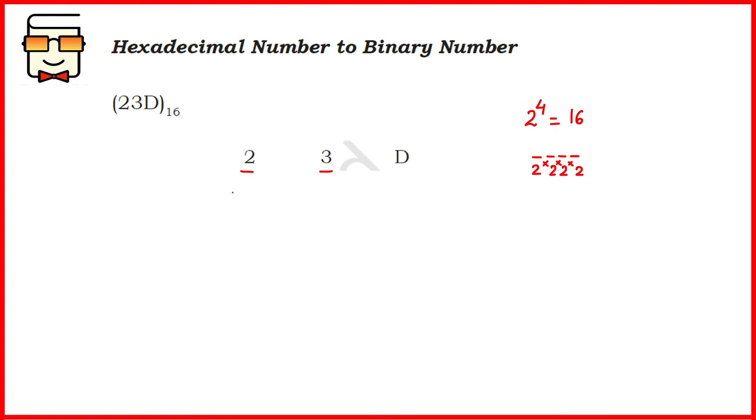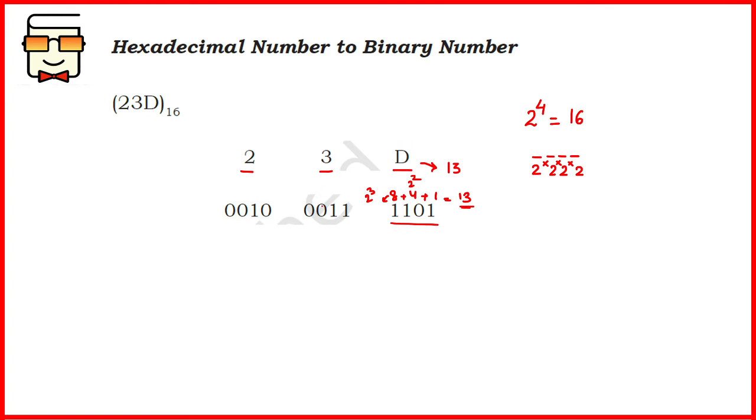In this case also, we'll write the binary representation of each digit. D here represents 13, which is why we have written 8 plus 4 plus 1, which gives you 13. This 8 is equivalent to 2 raised to power 3, this 4 is 2 raised to power 2, and this is 2 raised to power 0, which gives you 13. So this is the representation of D in binary.